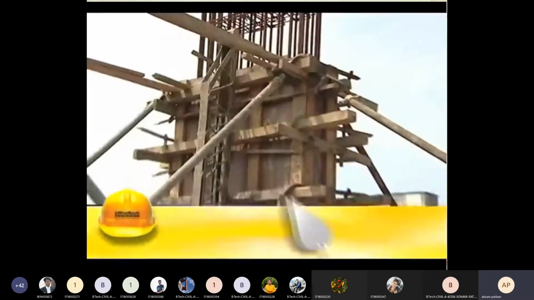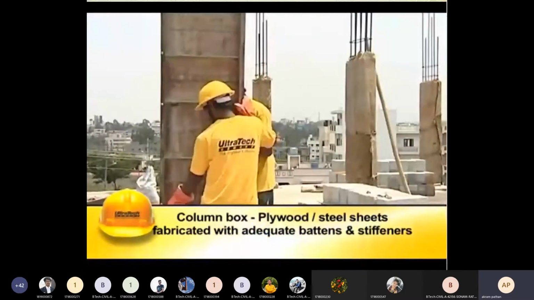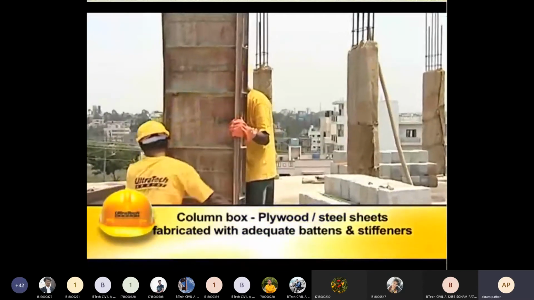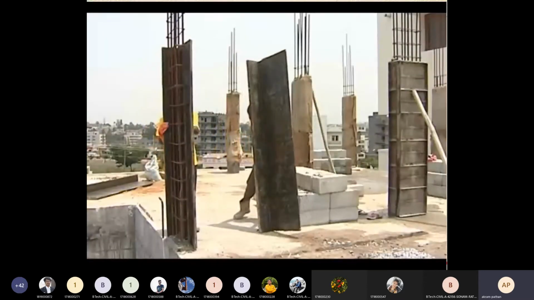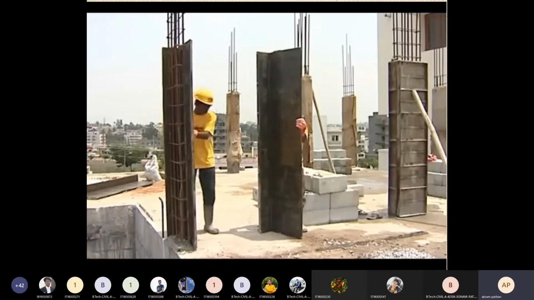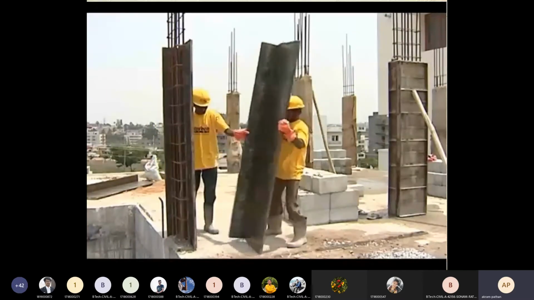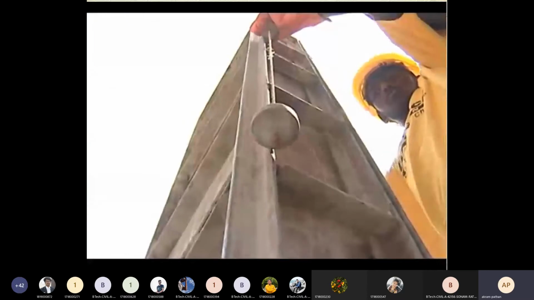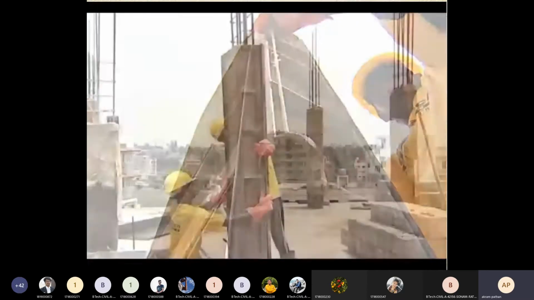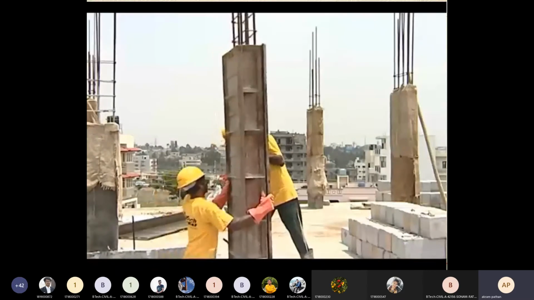Column box or shuttering for columns is made of plywood sheets or steel sheets fabricated with adequate stiffeners. A thin film of oil or grease should be applied to the inner surface of the shuttering to enable easy removal of the column after the concrete hardens. Shuttering should be properly aligned for verticality, and diagonals should be checked to ensure accuracy in dimensions.